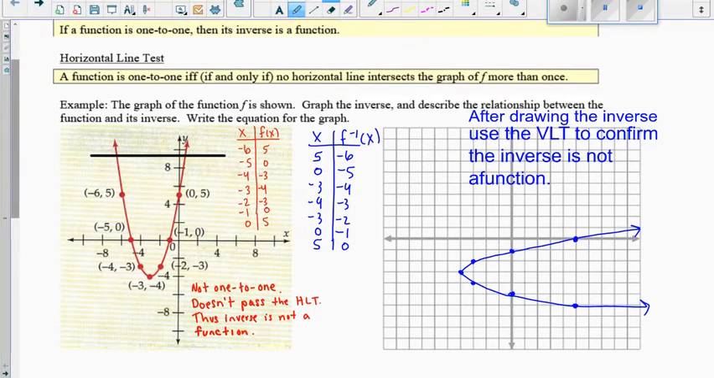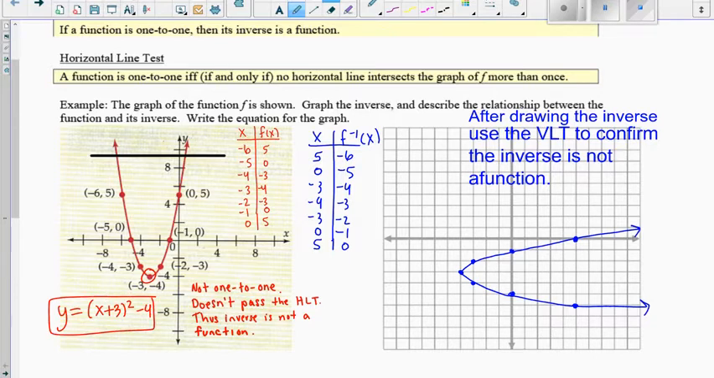Okay, the last part of this says we want to write the equation for the graph. So I'm going to use the fact that we just talked about transformations of functions, and we know this is a quadratic function, so the parent graph is x squared. And for this, I can see my graph has moved to the left 3 and down 4. So we get y is equal to (x plus 3) quantity squared minus 4. And that would be the equation for the graph.